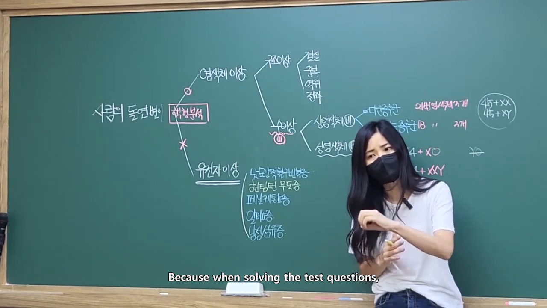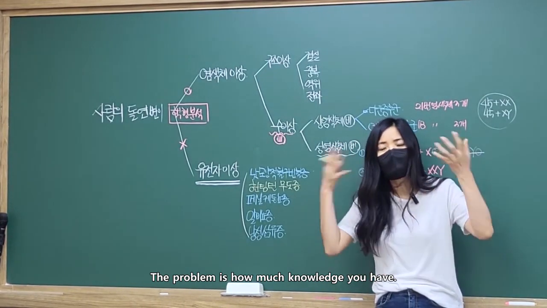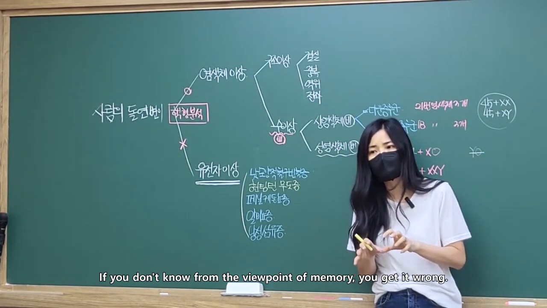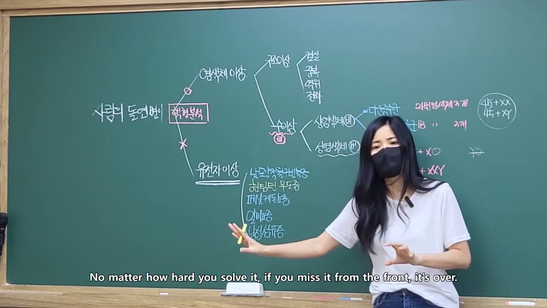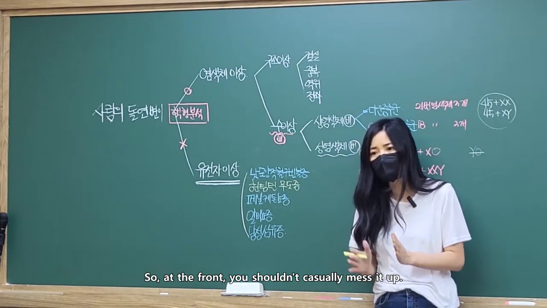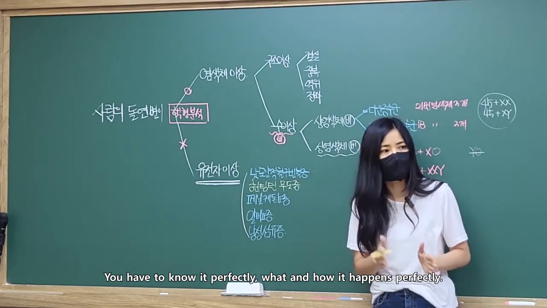When solving the test questions, such life sciences are actually in the front. The problem is how much knowledge you have. That's the key to life science. If you don't know from the viewpoint of memory, you get it wrong. I have calculation problems, but no matter how hard you solve them, if you miss it from the front, it's over. So at the front, you shouldn't casually mess it up. You have to know perfectly what happens and how.